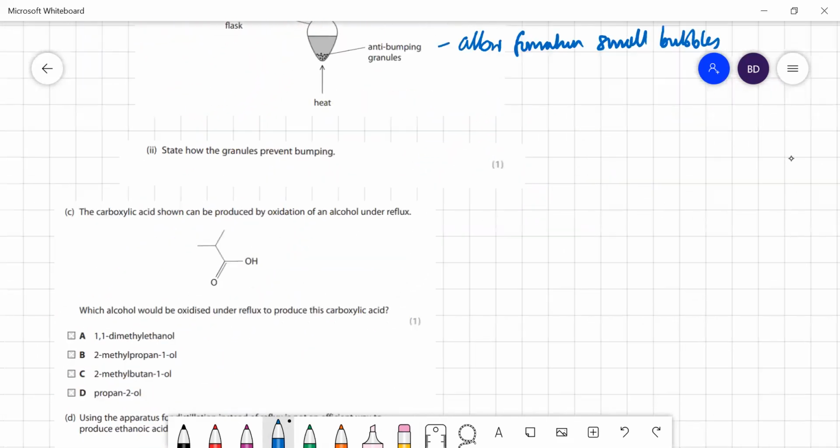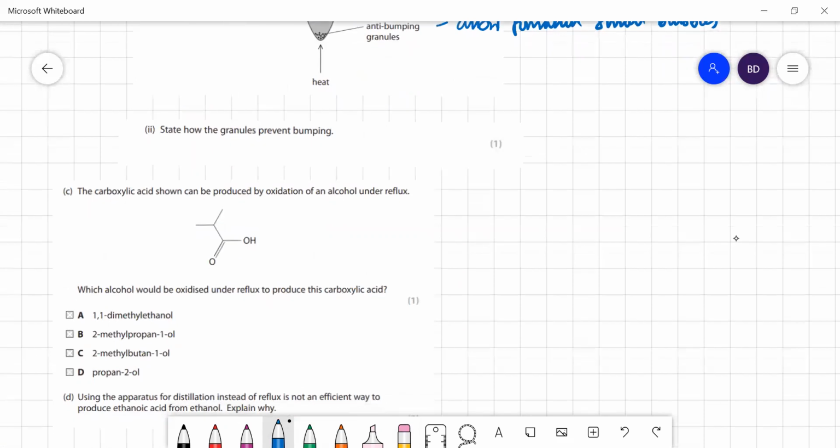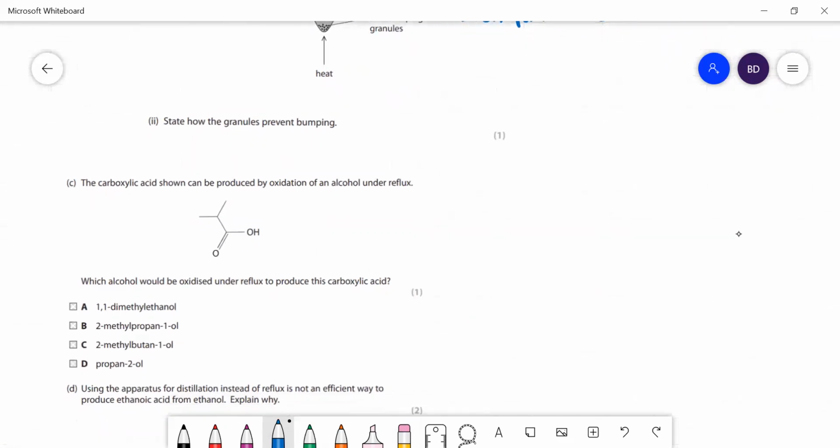Okay, this carboxylic acid can be produced by the oxidation of an alcohol under reflux. Which alcohol would be oxidized to produce this carboxylic acid? Well, let's just look how many carbon atoms we've got here. We've got 1, 2, 3, and we've got a methyl group stuck to number 2. So that's 2-methyl propanoic acid. So we can say that it's not that. It's got to have prop in it.